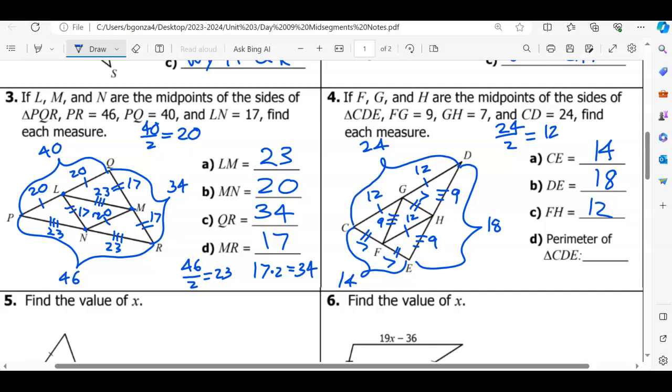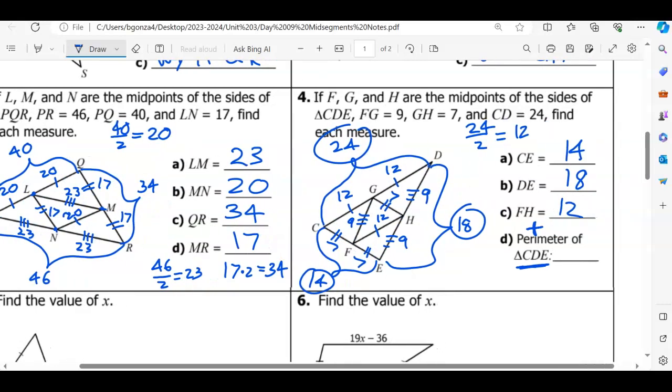Now, have y'all heard the word perimeter before? You take a shape, and what do you do with the sides to get perimeter? Add them up, right? So perimeter means add up the sides of CDE. So CDE means I'm adding up all 3 of the outside sides. 24, 18, and 14. 24 plus 18 plus 14. 56.